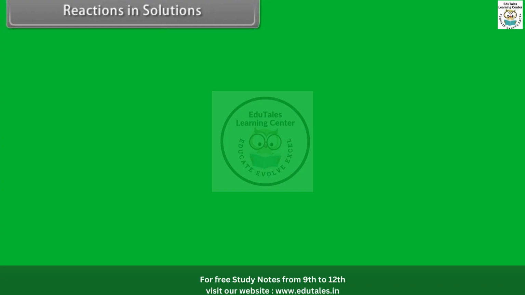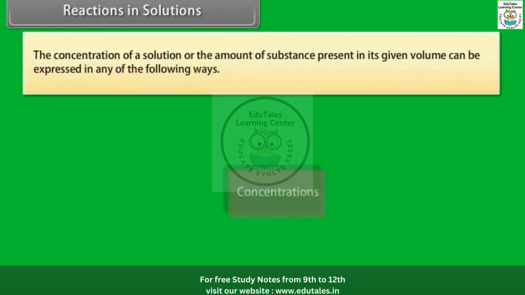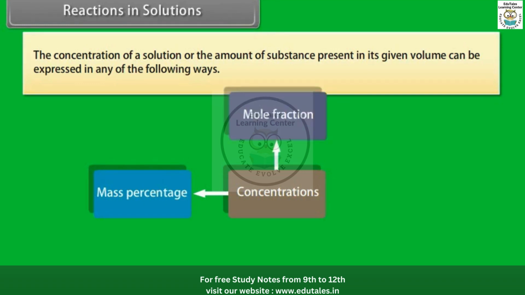Reactions in solutions. The concentration of a solution or the amount of substance present in its given volume can be expressed in any of the following ways. 1. Mass percent or weight percent. 2. Mole fraction. 3. Molality. 4. Molarity.